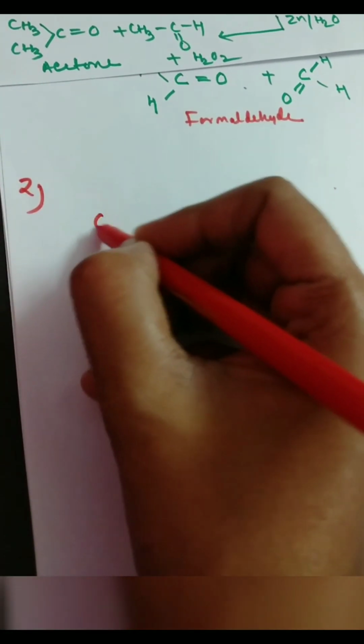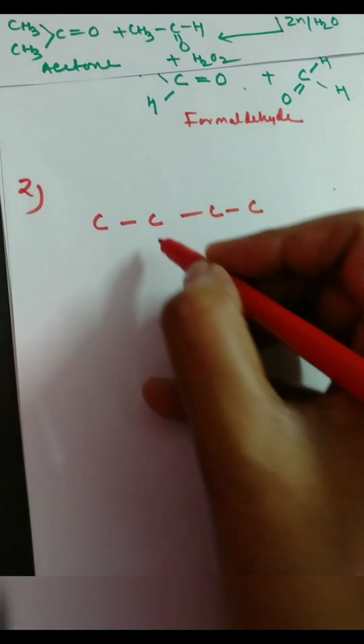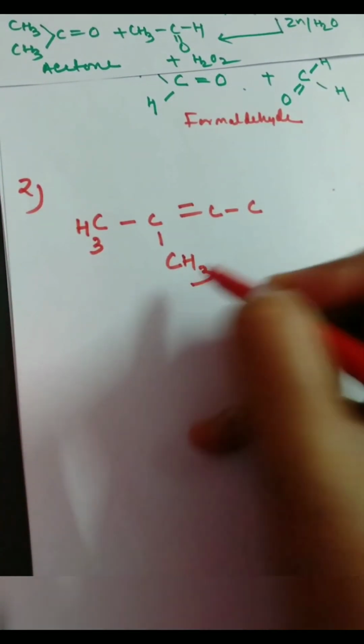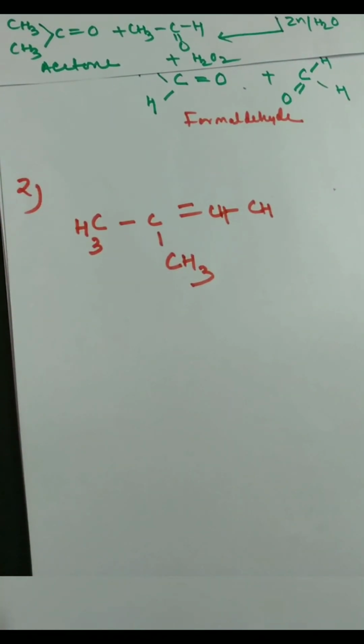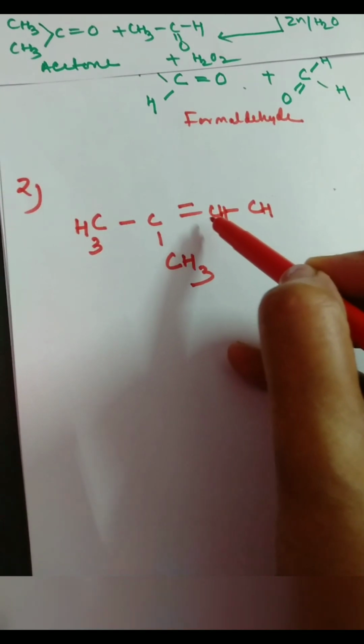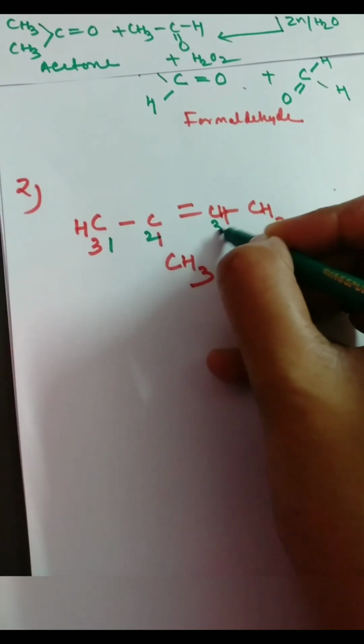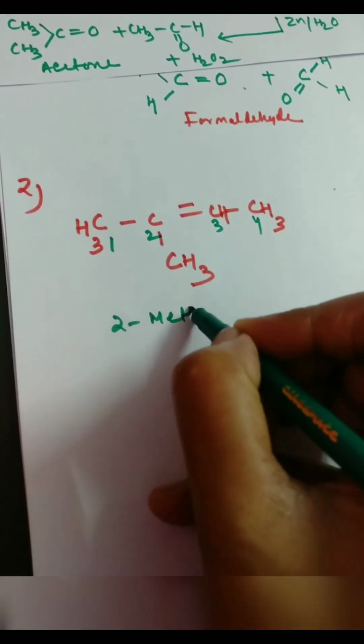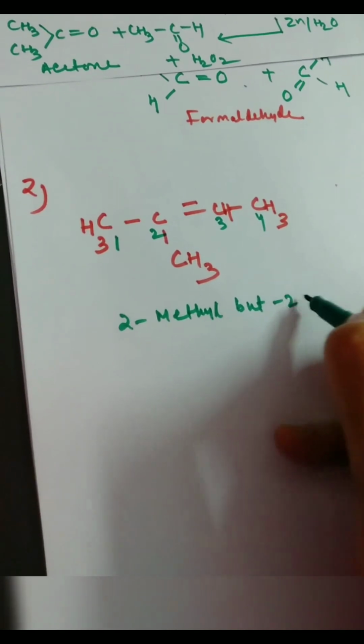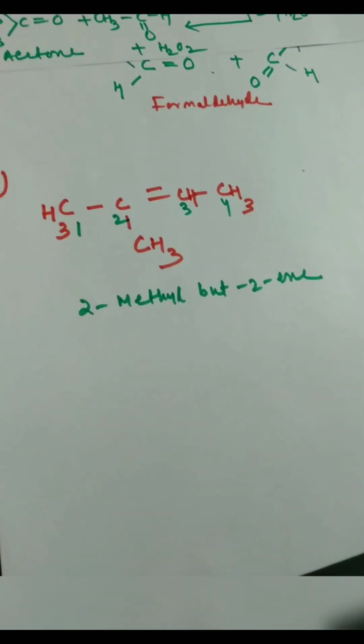Same case if we do the third one here, 2-methyl-but-2-ene. See here, 1, 2, 3, 4. At the 2 position there is a methyl group, but-2-ene. So first of all, we write the compound: CH3, CH, this is your 2-methyl-but-2-ene. If this reactant is given to you, what will we do?